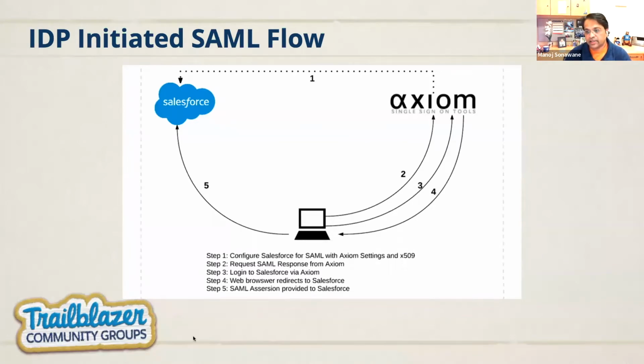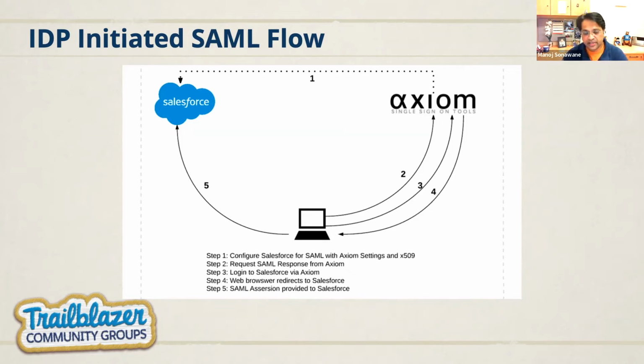So IDP initiated means you go to the IDP, you log in, the IDP authenticates you, and you are already in the IDP. Then you say, okay, I want to access Salesforce. Then it sends the SAML response back to Salesforce. That's step 5 here, which carries the SAML assertion to Salesforce. You get one whole POST response, which carries all your information, and then you log in to Salesforce via that assertion token.